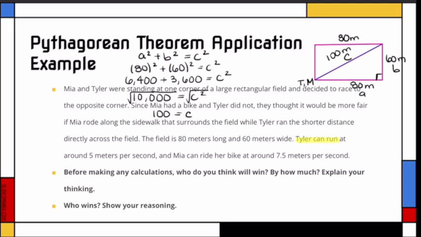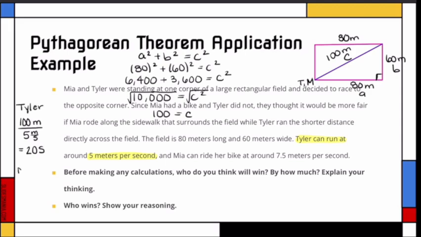Now, this is the part where it can get a little bit tricky, because now we know that Tyler is running at 5 meters per second. So I know Tyler's distance, he has to run 100 meters and he runs at 5 meters per second. So every second he's going to run 5 meters, which means I'm going to divide 100 meters by 5 meters per second, because I want to figure out how many seconds it's going to take him to get across the field. I know that he runs 5 meters every second. So if we divide 100 by 5, we get 20. So it's going to take Tyler 20 seconds to run across the field.